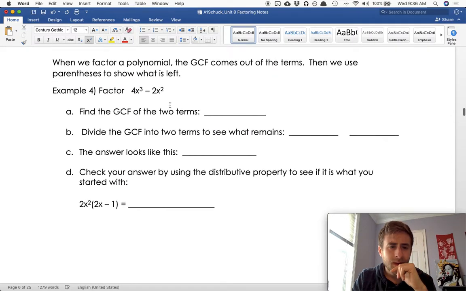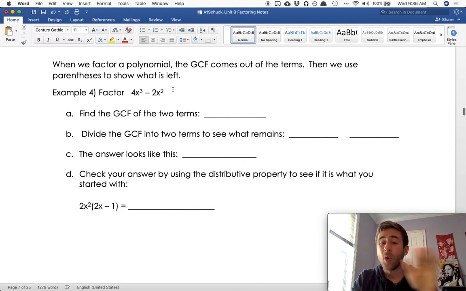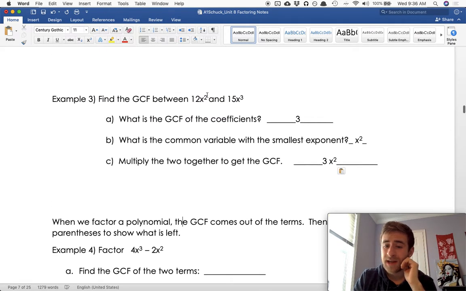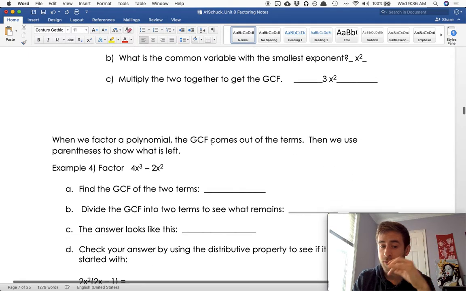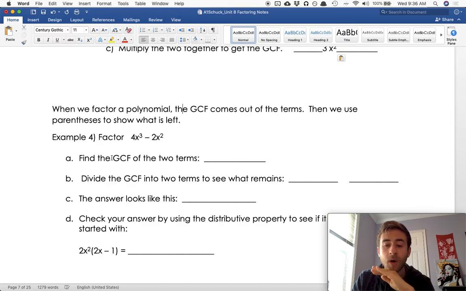Example 4 says when we factor a polynomial, the GCF comes out of the terms, then we use parentheses to show what is left. So here we're doing the whole thing, right? It's not just two individual terms. We're actually looking at an expression and doing the full thing. So first of all, let's find the total GCF for these two terms.